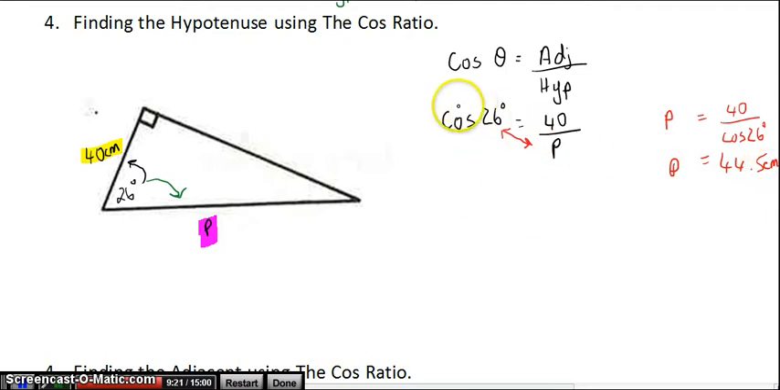So if you find it easier just to swap these so that the P comes on top and the cos 26 goes down below and you can solve it, you will still get that right. However, let's do it the way I've been showing you in class and doing it mathematically correctly.